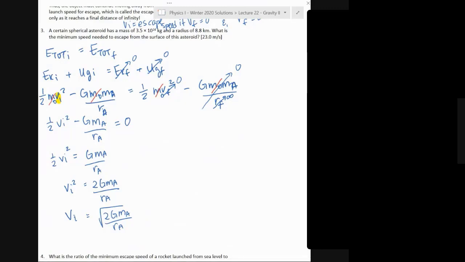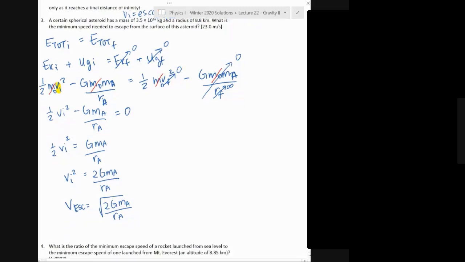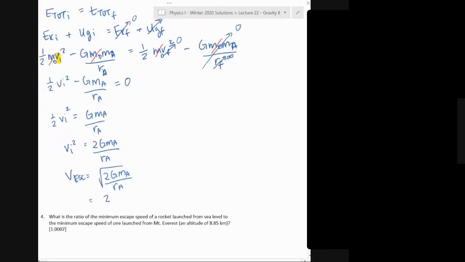So V initial, which is the escape velocity, and I can call this escape. This is always the formula for the escape velocity. You're not going to get this formula though. So you're either going to memorize it or you're just going to realize that the final kinetic energy and the final gravitational potential energy is 0, and then you can rearrange and solve for it. Okay, so people are getting it. That's awesome. I'm going to just plug in the numbers.